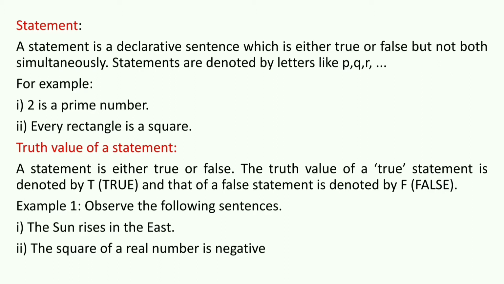Truth value of a statement. A statement is either true or false. The truth value of a true statement is denoted by T and that of a false statement is denoted by F. Example 1. Observe the following sentences. First, the sun rises in the east, and the second example, the square of a real number is negative. Here, the truth value of the first statement is true and the second statement is false.